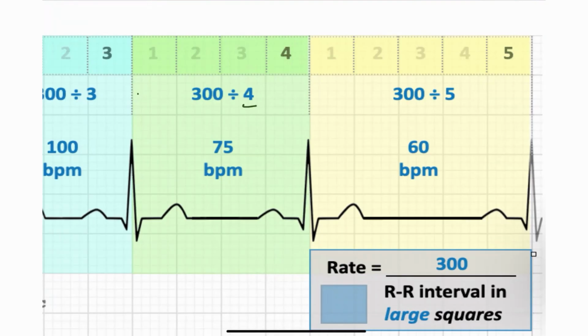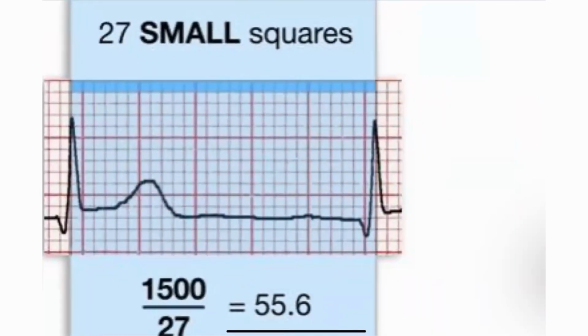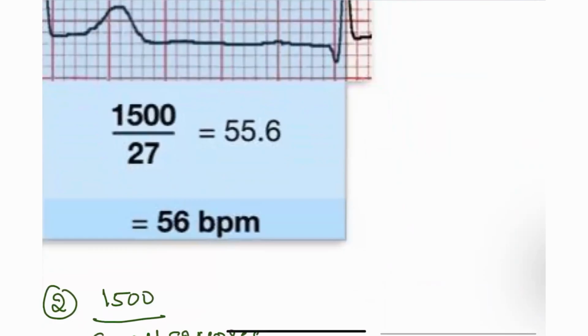So divided by 4, it is going to be 75 beats per minute. Next, here you can see the small boxes, 1500. Then all these small boxes we are going to check in the RR interval. Then again here it is going to be 55 beats. So this is where we can check the heart rates.